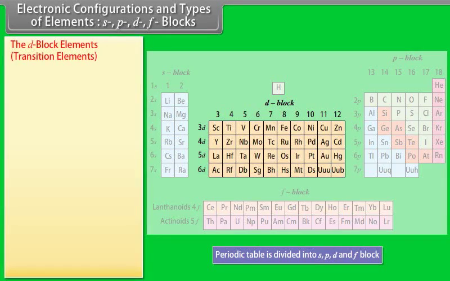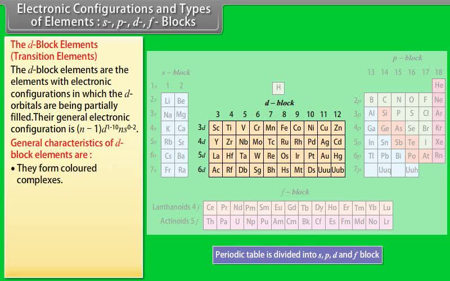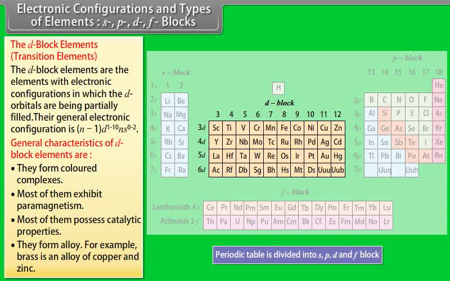The D block elements, transition elements. The D block elements are the elements with electronic configurations in which the d orbitals are being partially filled. Their general electronic configuration is: general characteristics of D block elements are: they form colored complexes. Most of them exhibit paramagnetism. Most of them possess catalytic properties. They form alloys. For example, brass is an alloy of copper and zinc.